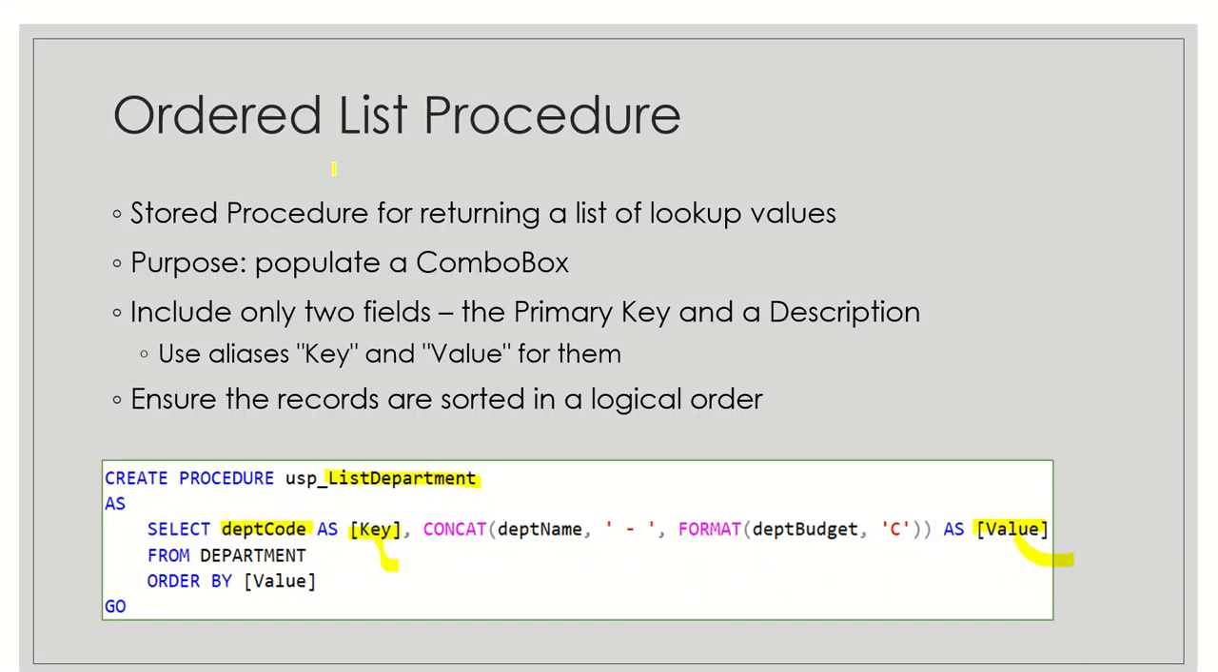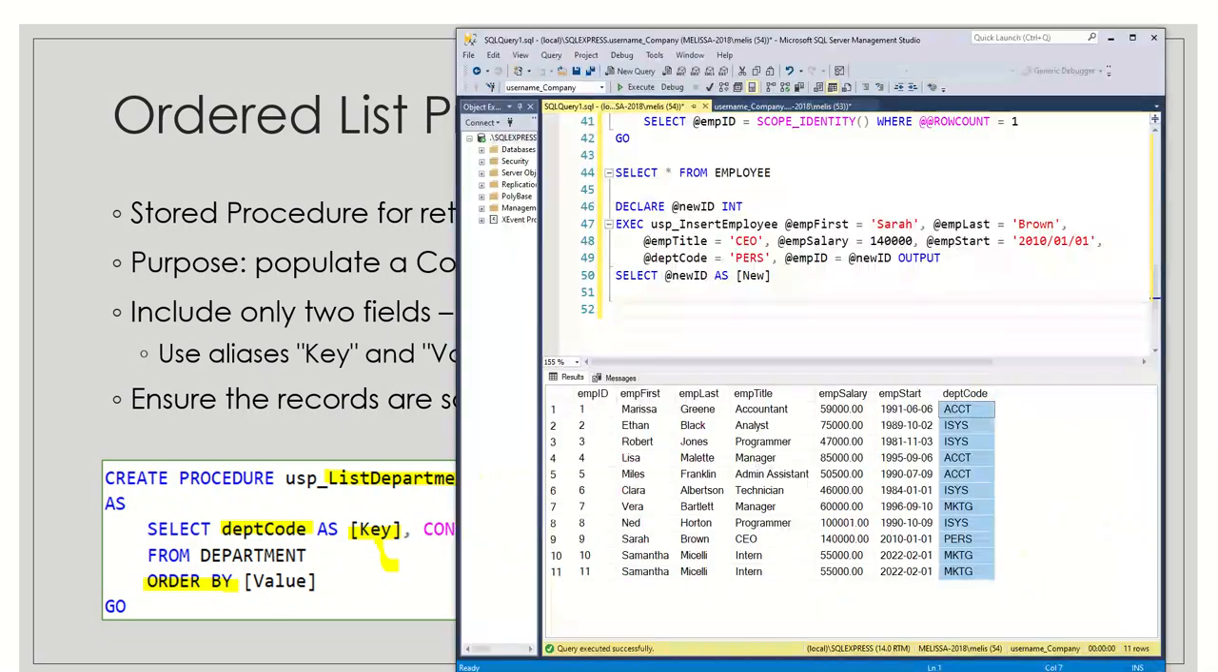It's also really important when you're creating an ordered list procedure that it's actually ordered by something. You want to control the order, because if you have a combo box and the user is trying to find a particular value in a combo box, that's really difficult to do if the items aren't in order. So it's very important to order your ordered list procedure. It's right in the name. Okay, so let's create this ordered list procedure in our database.